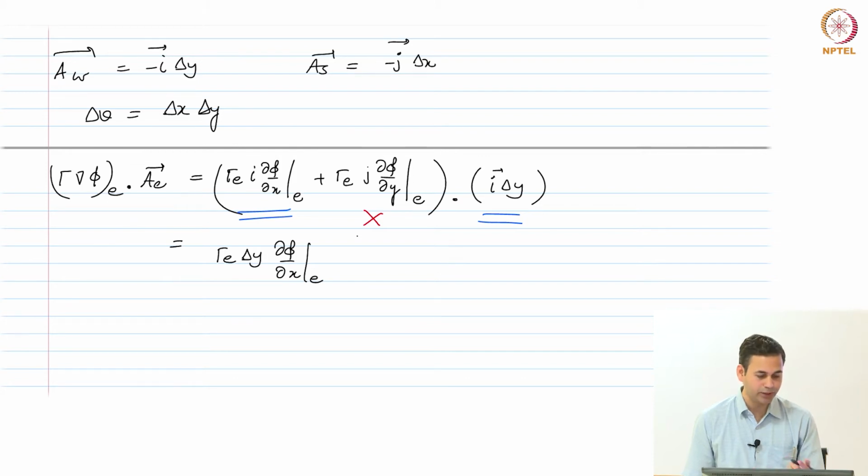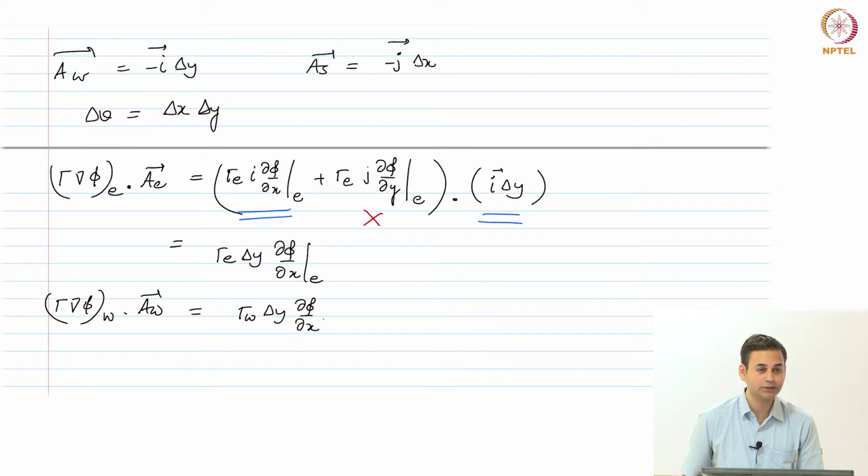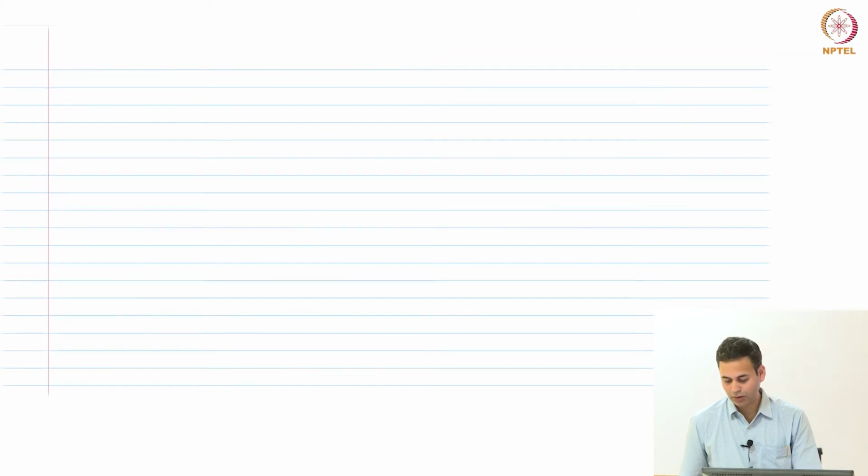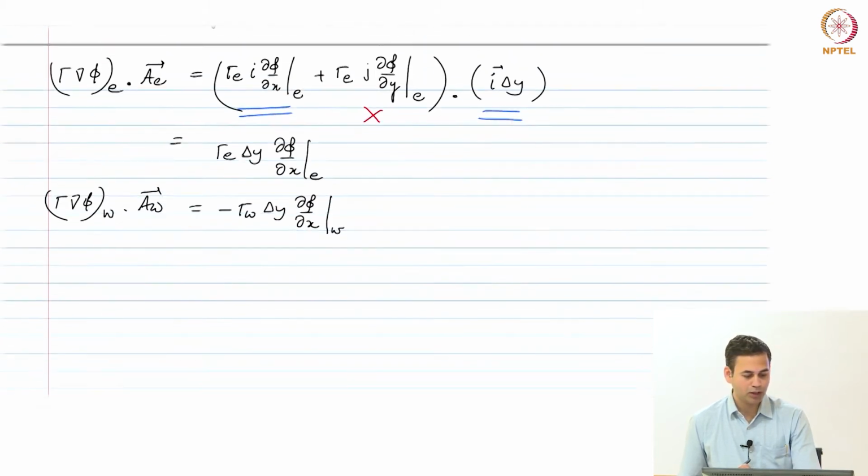Now, without actually calculating this way, you can guess what would be gamma grad phi west dot A west bar. Gamma west delta y partial phi partial x evaluated at w, with a minus, because this comes with a minus i bar delta y. So, we can write that. Now, very good. Let us move on.